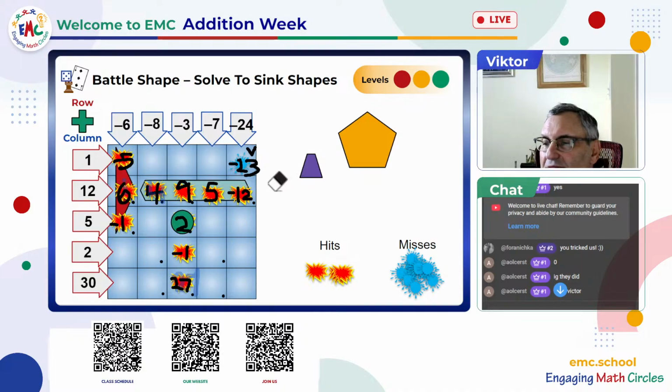2 plus -7 is -5. Yes, that is correct, but it is chat's first miss of the day. Wow. No, I missed the second miss. Still, they've been correct for like everything so far. Great job, chat.